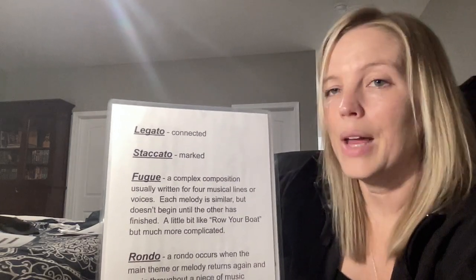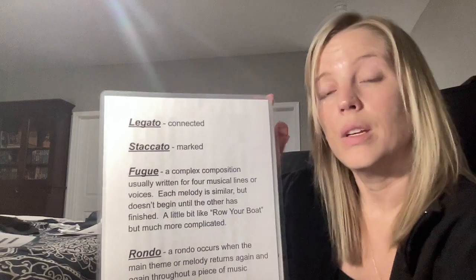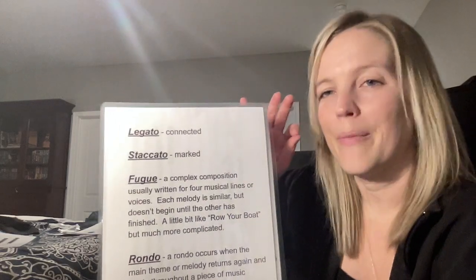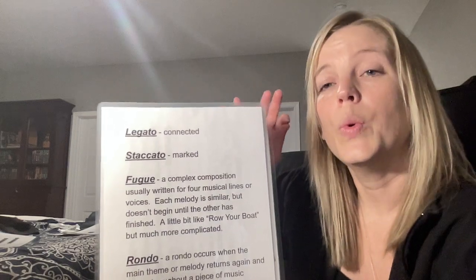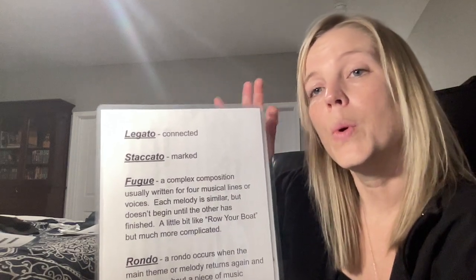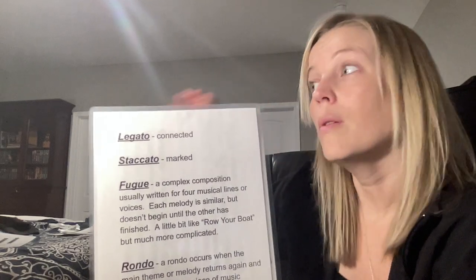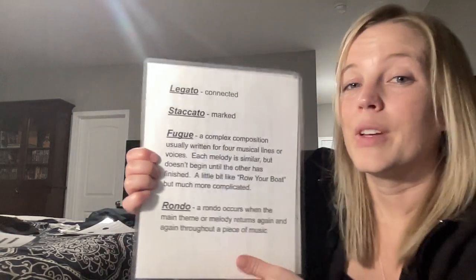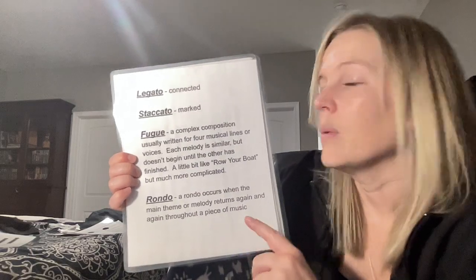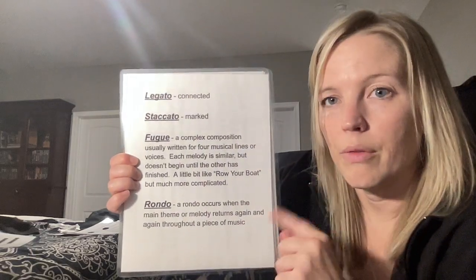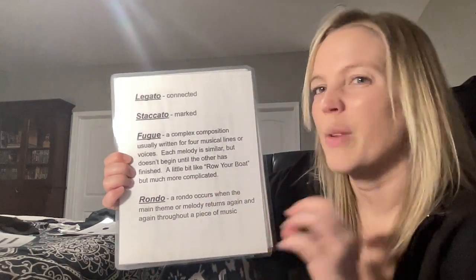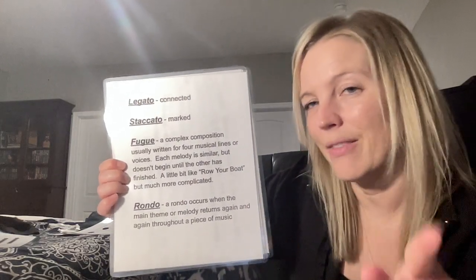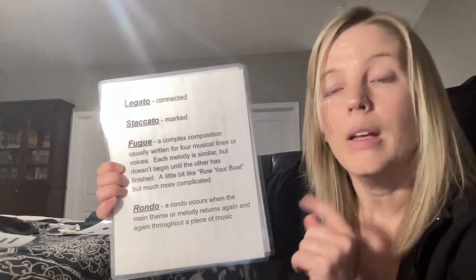And then staccato is our next one, and that means marked. So just shortened, not shortened, but like, the emphasis is on it. So do do do do do do do do do. Fugue is something we talked about in relationship to Bach. He was very good with the fugue, and it's where you have multiple voices all doing different things at the same time. It's very confusing, but he was very good at making fugues.